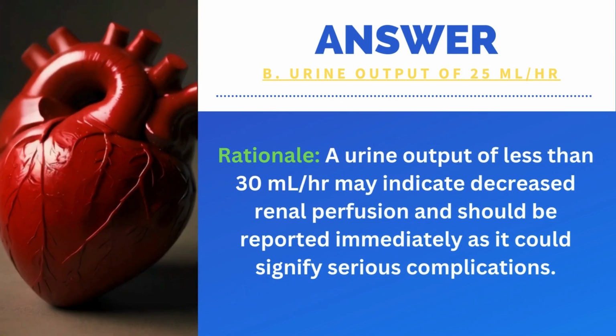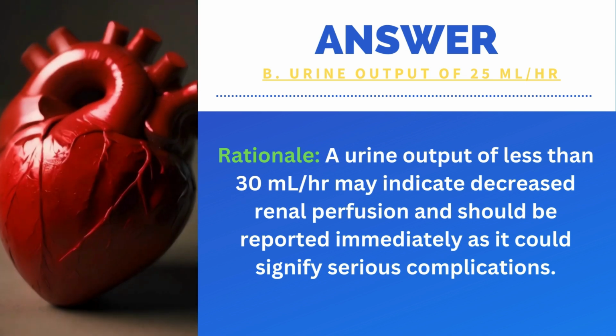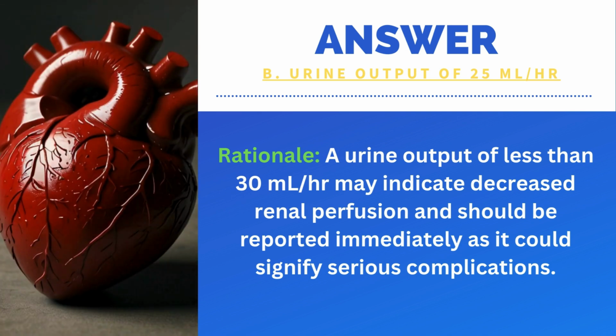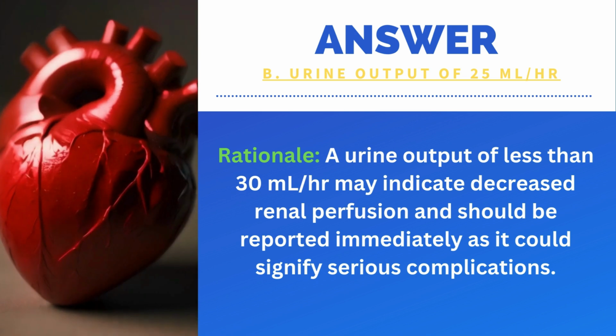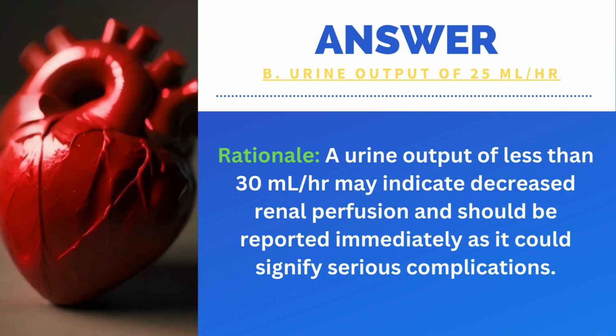Answer. B. Urine output of 25 ml/h. Rationale. A urine output of less than 30 ml/h may indicate decreased renal perfusion and should be reported immediately as it could signify serious complications.